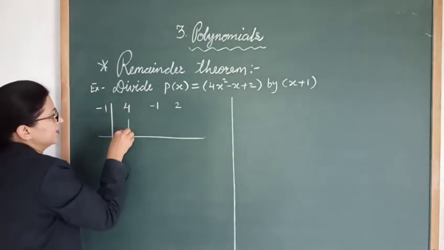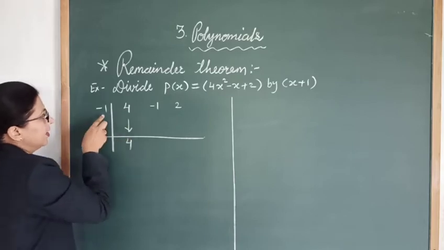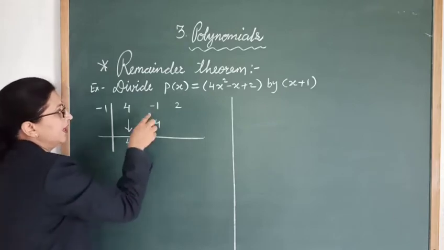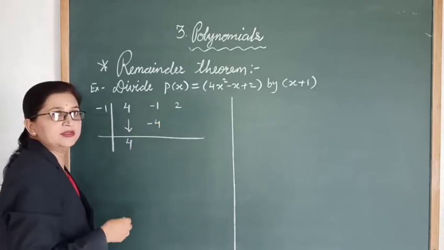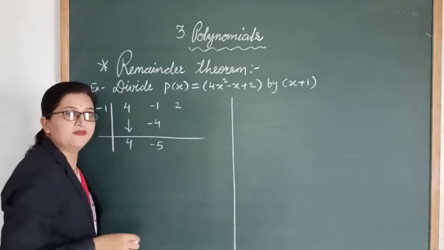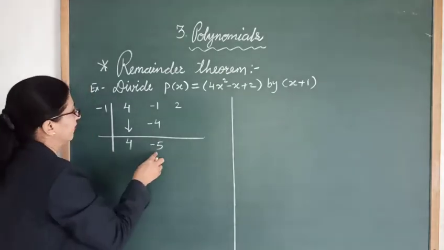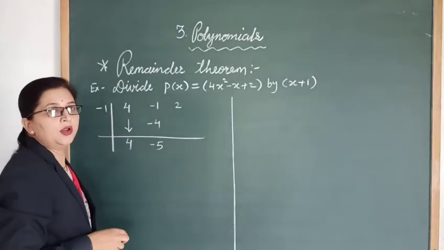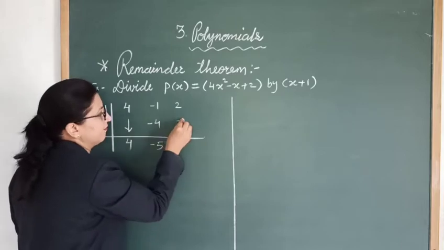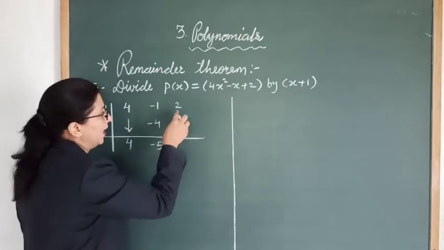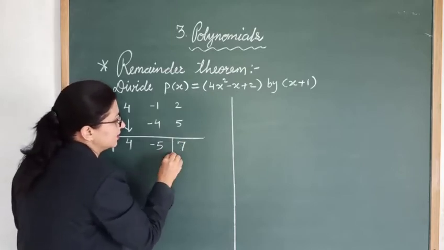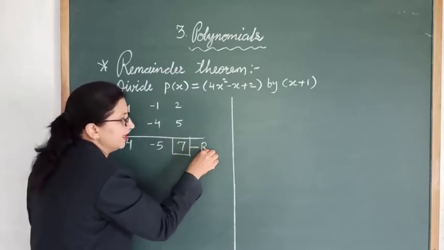Now this first number will be as it is. Now negative 1 into 4, that is negative 4. So here negative 1 and negative 4 have the same sign, so we add them. According to that we get negative 5. Now negative 5 into negative 1. The product of same signs is positive. So according to that we get positive 5. And 2 plus 5 gives 7. So this is the remainder.